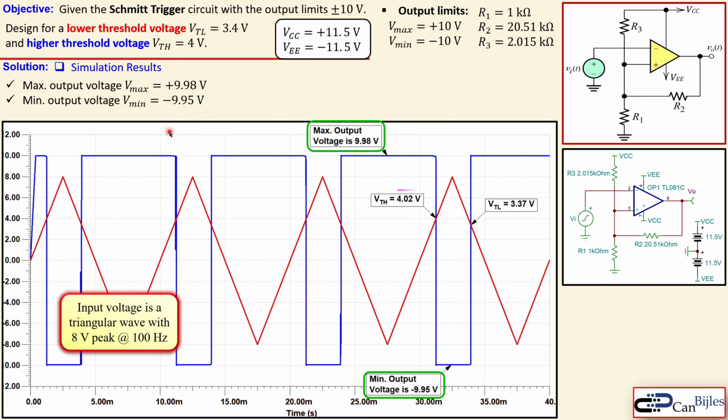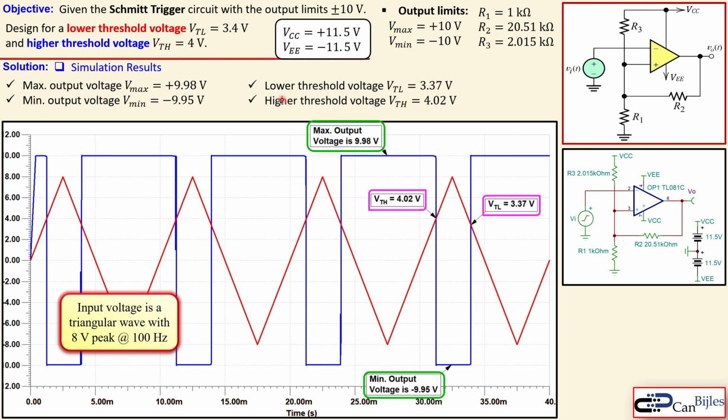Let's also look at the threshold voltages here in the red ones. You see here when this voltage waveform is getting larger and larger, and then at some point, which is in this case a little bit larger than 4 volts, so 4.02 volts, this high state of the output will be going down, which is inversion, so it is the inverting action. And then the VTL, which is the lower threshold, which is at this point 3.37 volts, then I go from the low state again back to the high state.